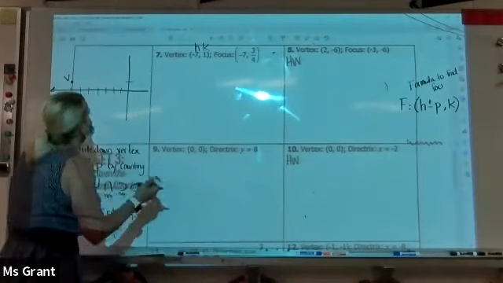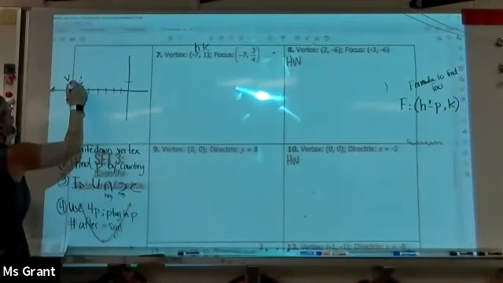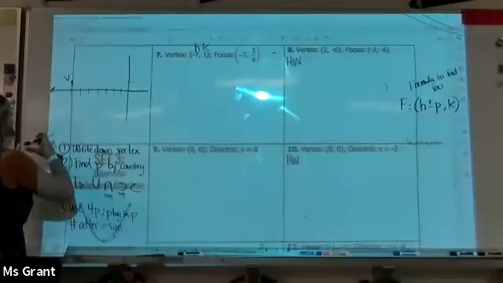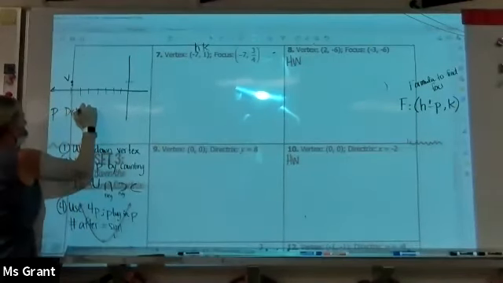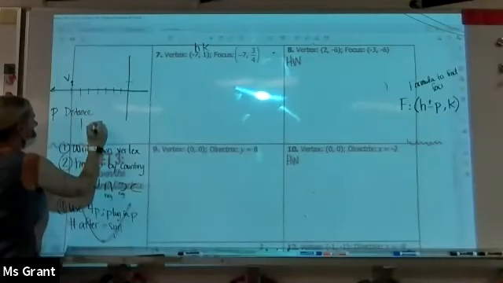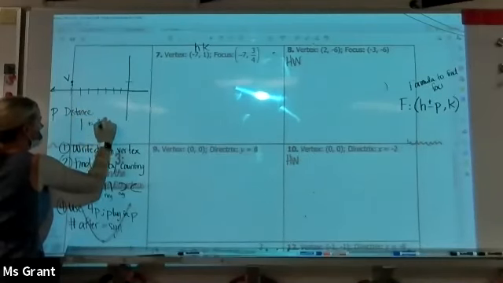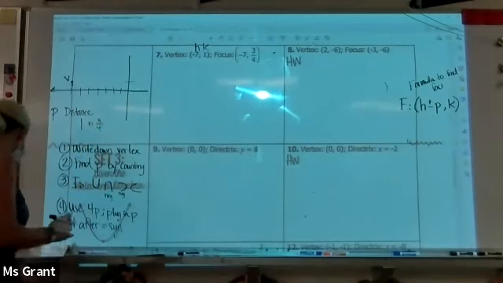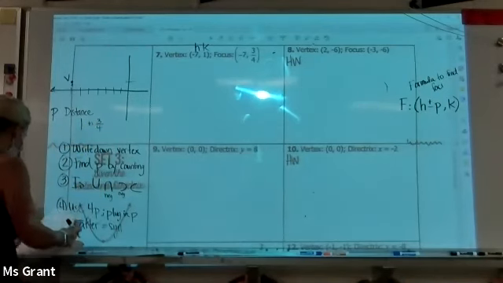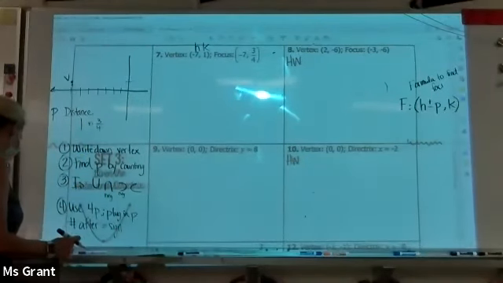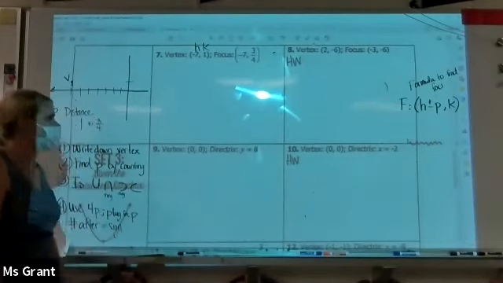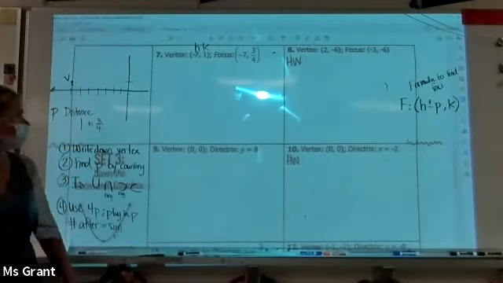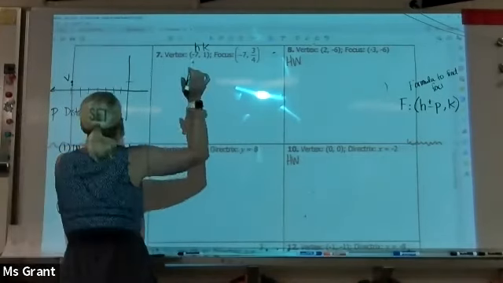Minus 7, and then only up 3/4. Okay. P is the distance from 1 to 3/4. How far away is that? 1 minus 3/4. Yeah, all right. 1/4.